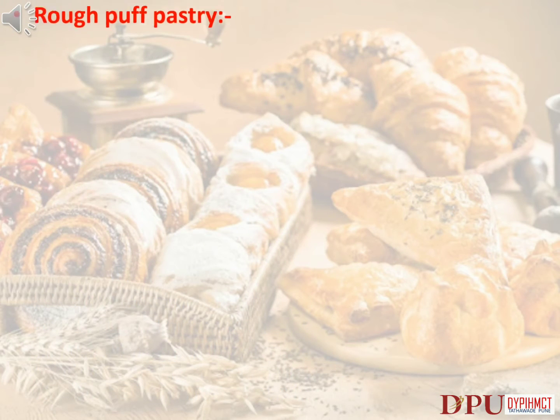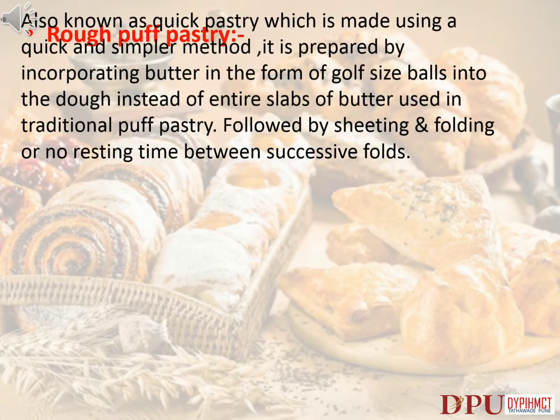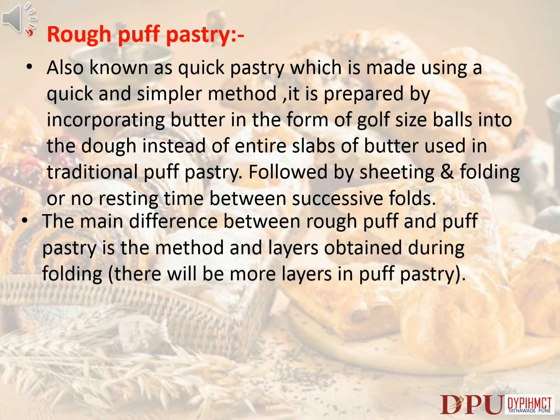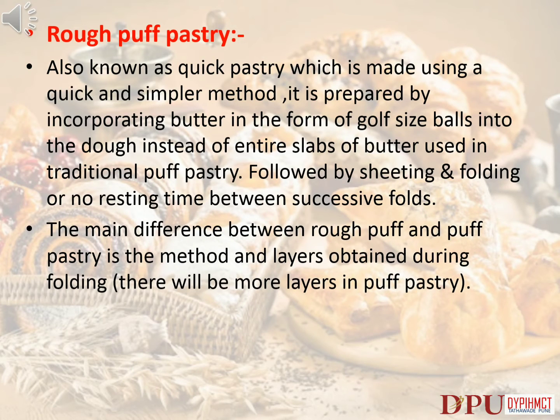Rough puff pastry. Also known as quick pastry, it is made using a quicker and simpler method. It is prepared by incorporating butter in the form of golf-sized balls into the dough instead of the entire slabs of butter used in traditional puff pastry, followed by sheeting and folding with no resting time between successive folds. The main difference between rough puff and puff pastry is the method and the layers obtained during folding. There will be more layers in puff pastry. Puff pastry is flakier than rough puff pastry.